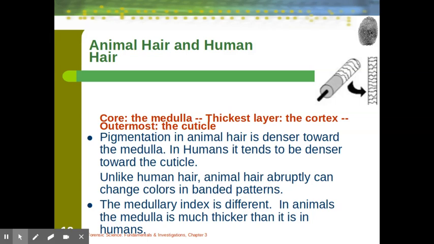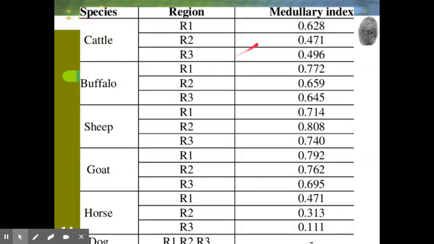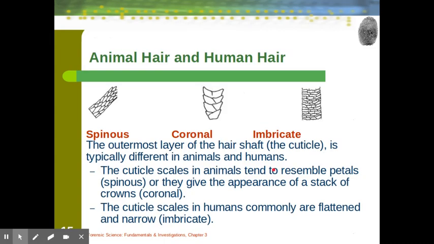Medullary index. So that's something we're going to talk about here in a minute. It's going to be different in animals. So if you have an animal hair, we can calculate the medullary index by taking the diameter of the medulla in the hair, dividing that by the diameter of the whole hair. So in humans, that's typically less than 0.33. So less than a third of the hair is the medulla. Whereas in animals, it's usually greater than 0.5. So more than half the hair is made of the medulla. So we can look at a chart like this and say, oh, is that cattle? Is it buffalo? Is it a sheep hair? Try to narrow it down.